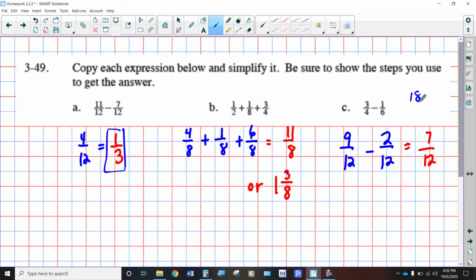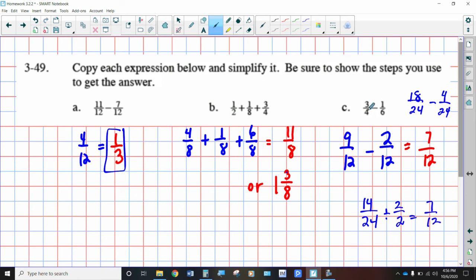You could get 18 over 24 minus 4 over 24, in which case you would get 14 over 24. But that must be simplified. So when you divide the top and the bottom by 2, you get 7 over 12.